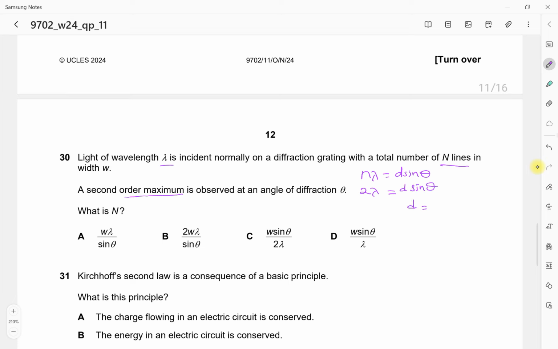But we know that d equals the width divided by the number of lines: in the width W, we have N lines. So twice lambda is going to be the width divided by the number of lines, times sine theta. So capital N is going to be W sine theta divided by twice lambda. So the answer here is going to be option C.